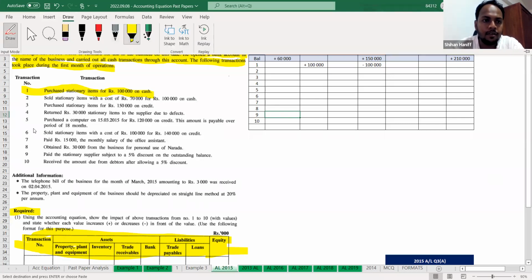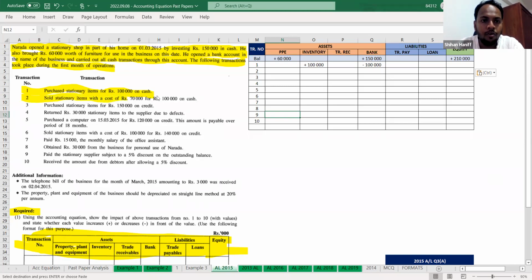Then the next transaction, number 2: sold stationery items with a cost of 70,000 for 100,000 in cash. So we are giving 70,000 worth of stationery, so inventory will reduce by 70,000. And we will get cash. Cash means the bank increases by 100,000. So on 70,000 worth of stationery, if you are selling at 100,000, there is a profit of 30,000. If there is a question, let me explain that.